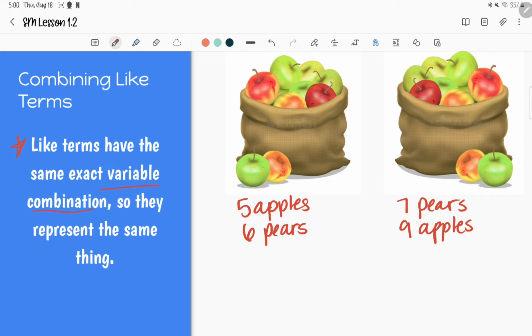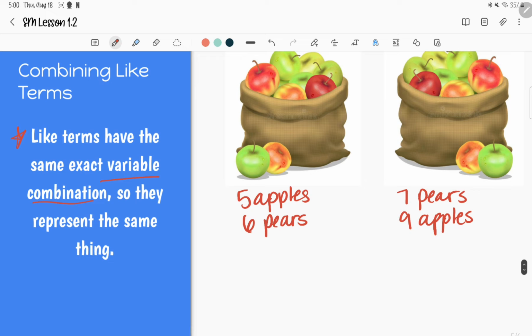First of all, let's represent each separate grocery bag as an expression using some variable to represent apples and a variable to represent pears. Now, normally most of us would probably say, okay, let's use A for apples and P for pears because it just makes sense. But you don't have to use A and P. You could use any variable you really wanted, just as long as you stay constant. So I'm going to use the A for apples and the P for pears.